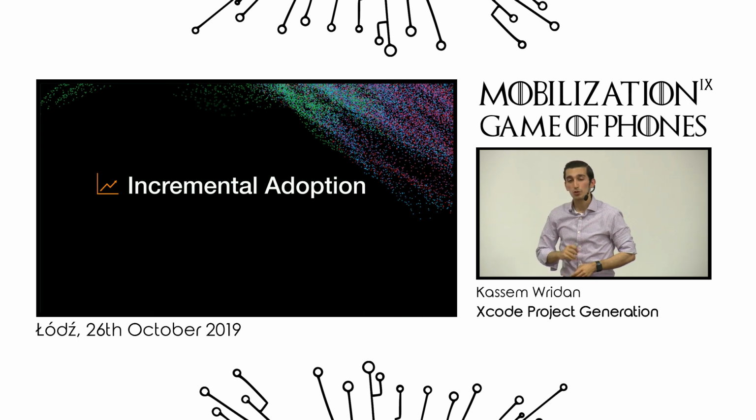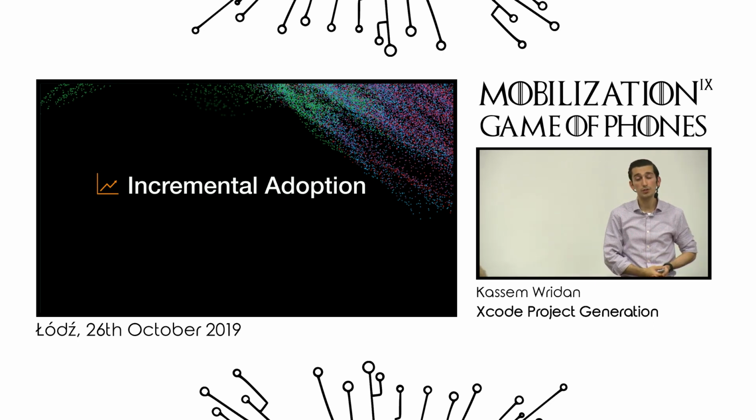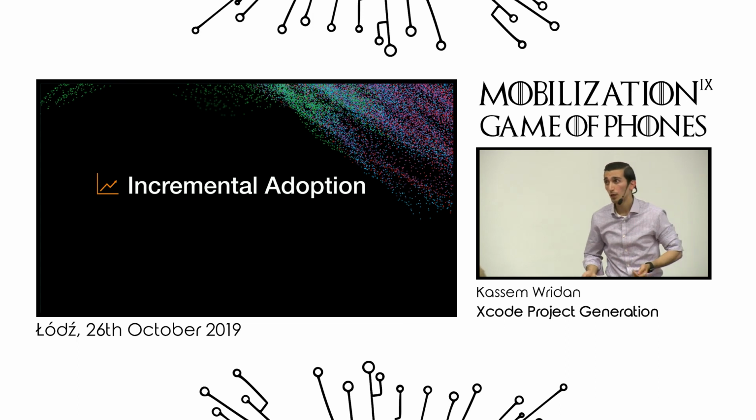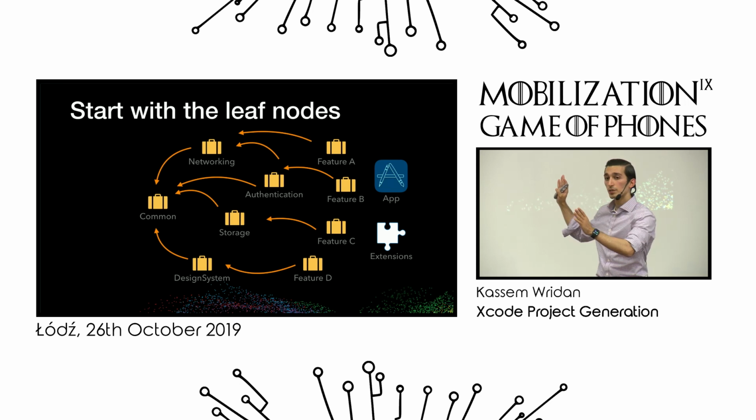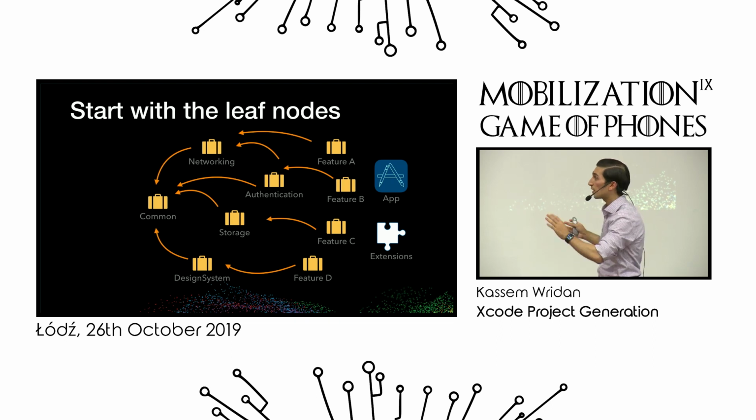All right, you're convinced project generation is for you. You've picked a tool. You have an idea of what you want to do, but you have an existing project. How do you go about migrating it over to be generated? I'll have 3 tips for you. The first one is work your way up. Try and draw out your project as a dependency graph, where you have the least dependent node, the node that has no dependencies, on one side.